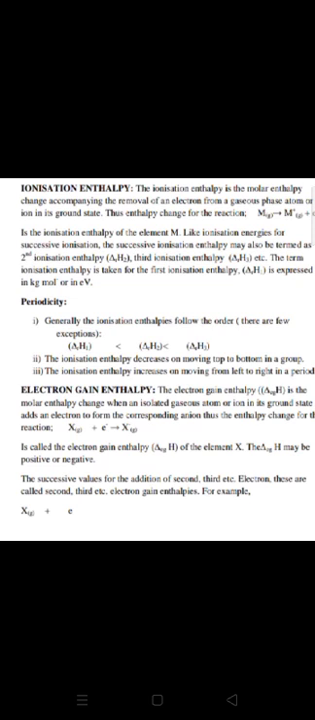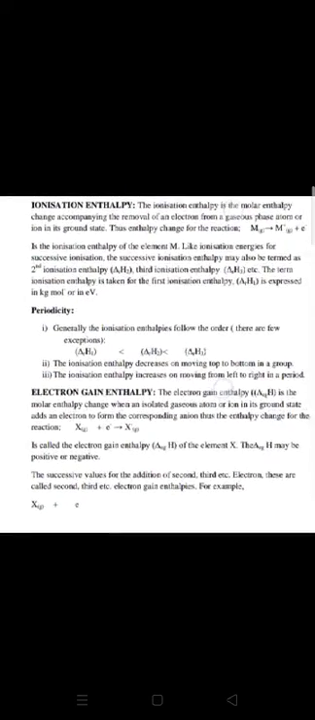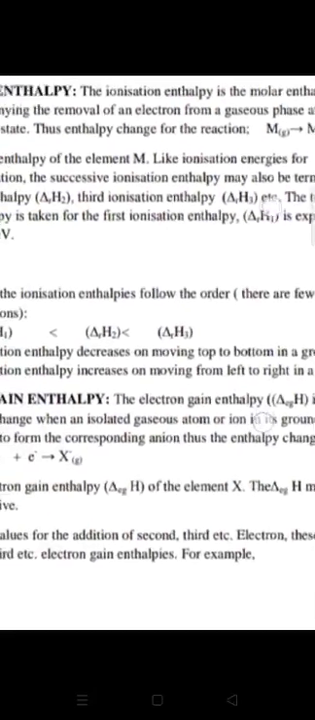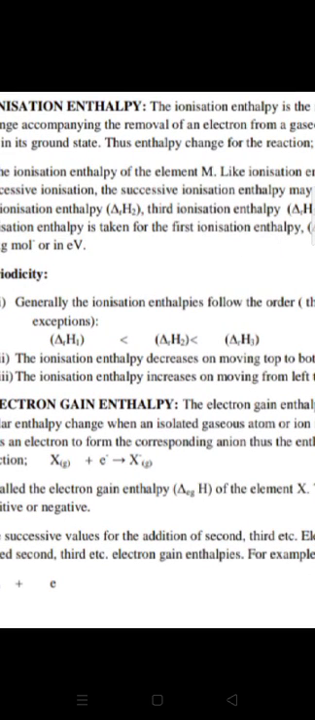We know that as the ionization energy decreases down the group, metallic character increases. If we move from left to right, the ionization energy increases, so non-metallic character increases. Further, if we remove one electron from the valence shell of an isolated gaseous atom, it's called first ionization enthalpy. If we remove a second electron, it's called second ionization enthalpy. If we remove a third electron, it's called third ionization enthalpy.